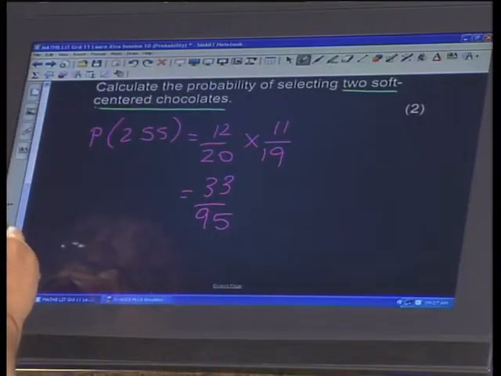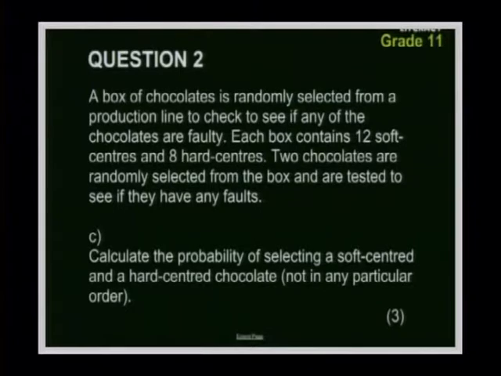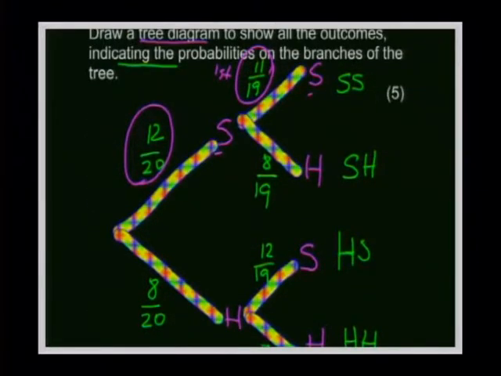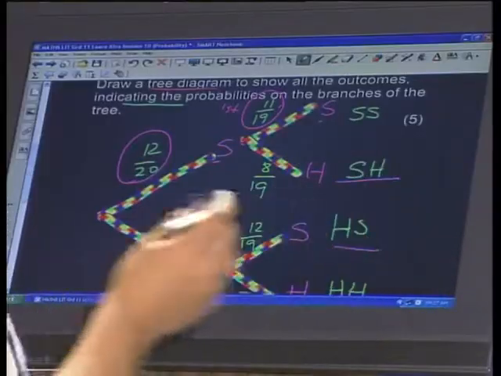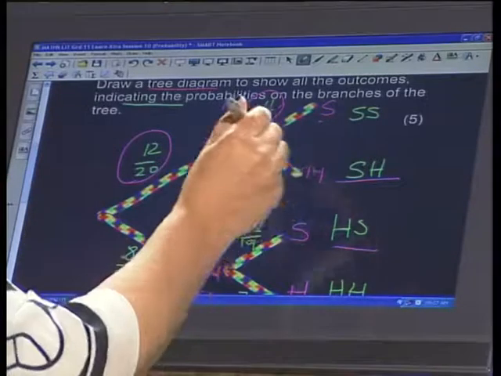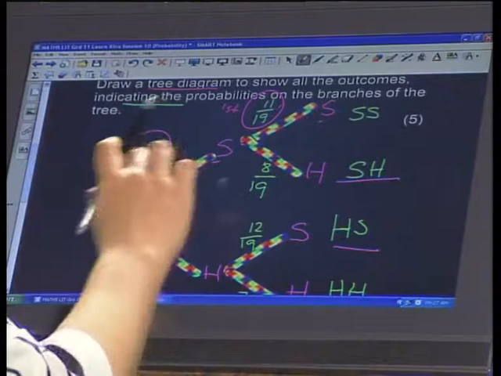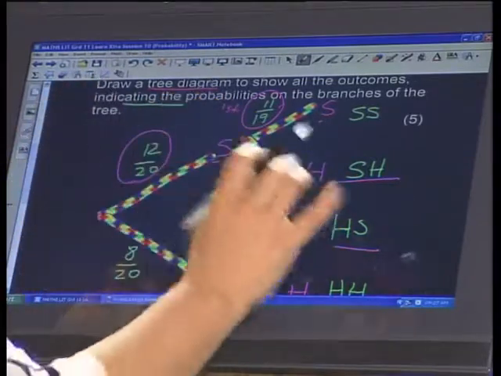Let's move on to the next part of the question. Now it says calculate the probability of selecting a soft-scented and a hard-scented chocolate, and not in any particular order. So I want to go back to my tree diagram. I'm looking for soft-scented and hard, and it could have been in any order. So I'm looking for these two branches of the tree. I'm going to calculate the probability of either one of those occurring, and they can't both occur. So it's going to be soft and hard, or hard and soft.